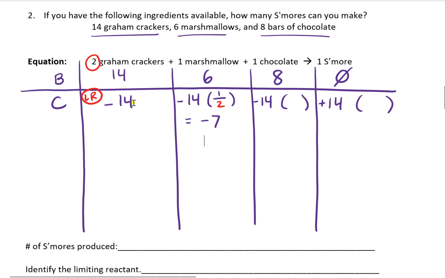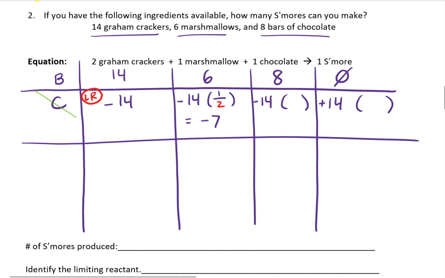So because this is happening, this change row is now invalid. And we're going to cross it out. So this change is not happening because you don't have enough marshmallows here. So we're now going to ignore that change row.